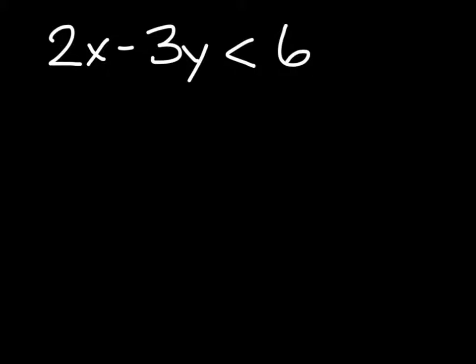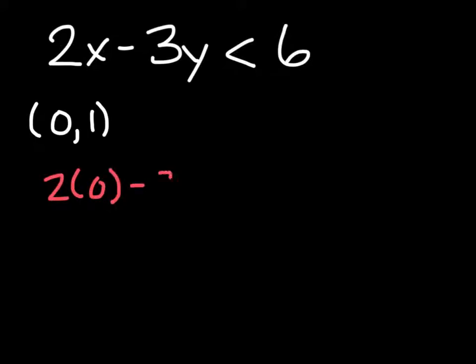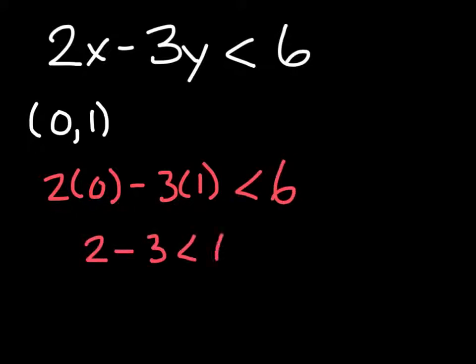The first ordered pair I'd like to test is (0, 1). We'll begin by substituting. 2 times 0 minus 3 times 1 is less than 6. 2 minus 3 is less than 6. Negative 1 is less than 6. So this statement is true. (0, 1) is a solution for 2x minus 3y is less than 6. Let's test another.